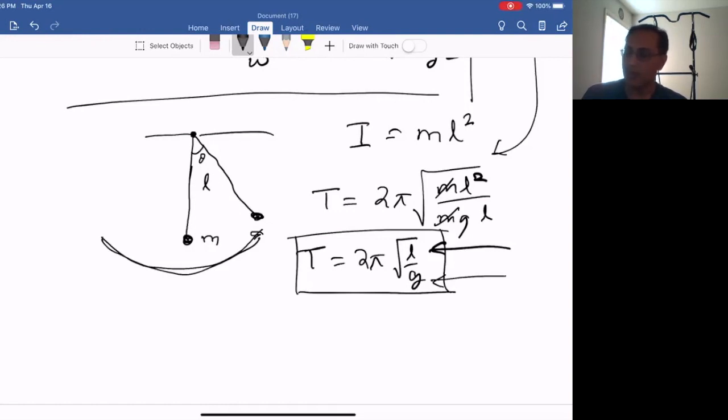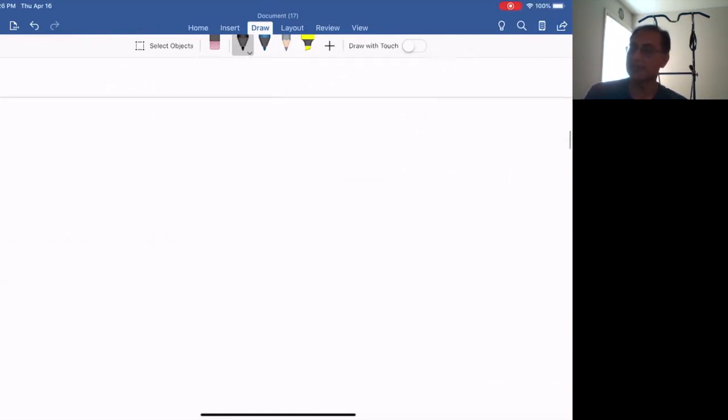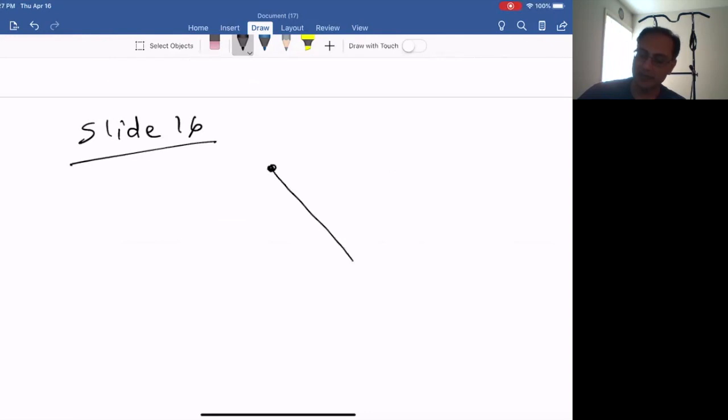All right, we'll do one more example. Suppose you have a physical pendulum. So this is on slide 16, the second example on slide 16. Suppose you have a physical pendulum, which is made up of a uniform rod of length L and pivoted at one end. So our physical pendulum now consists of a uniform rod. And we want to find out its time period.